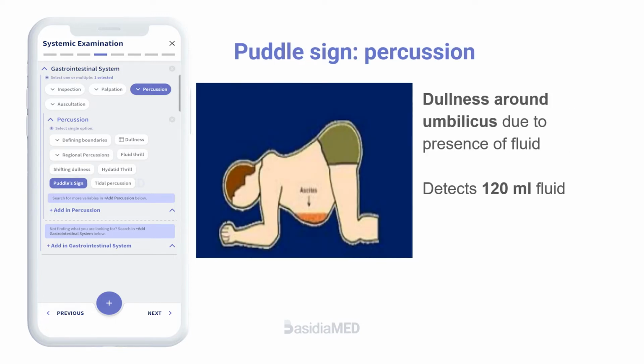Puddle sign. This can be elicited by percussion or by auscultopercussion. Patient lies in the prone position for 5 minutes, and then goes on all four limbs, so that the middle portion of the abdomen is dependent and the back is horizontal. Now percuss around the umbilicus and elicit dullness. If ascitic fluid is present, previously resonant area becomes dull.